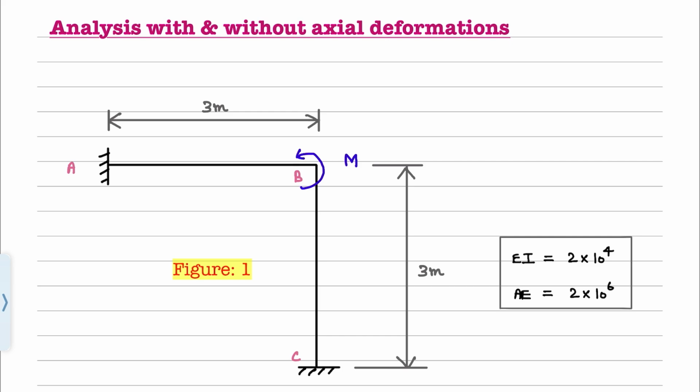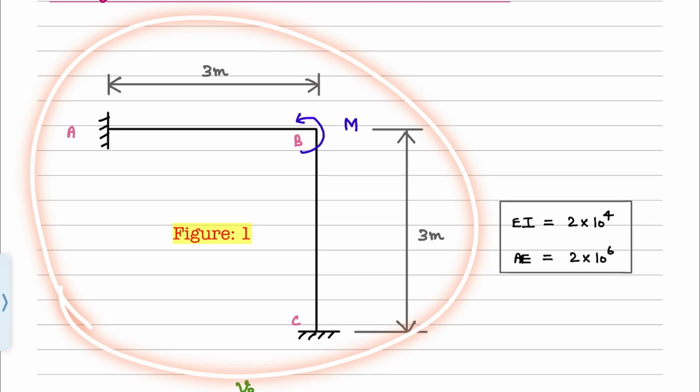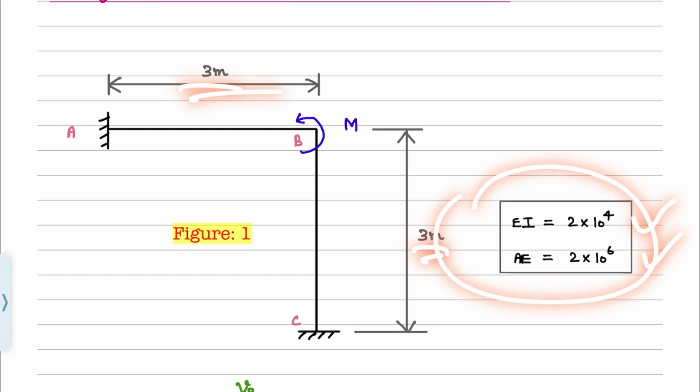Hi, welcome to this new video in which we will see how considering and ignoring axial deformations affect the analysis, right? To understand this, we are going to solve this particular problem which contains two elements, AB and BC, whose lengths are the same, 3 meters, and the EI values of them are the same for each of them.